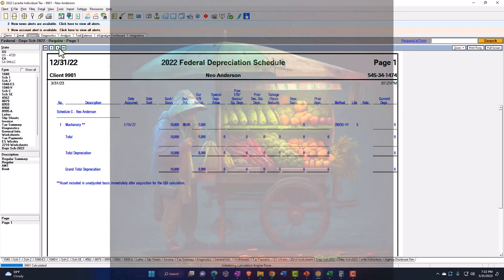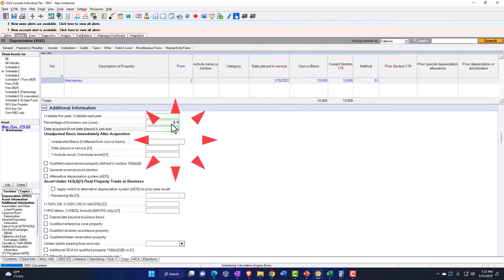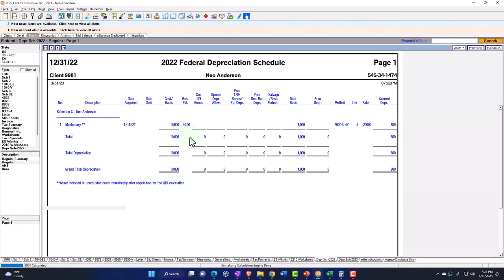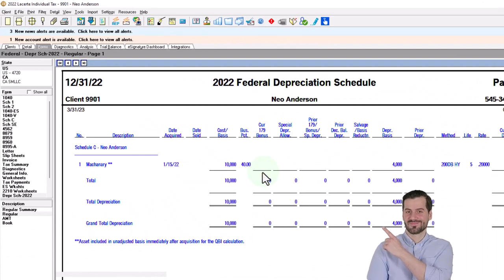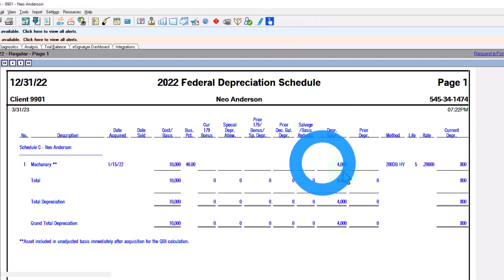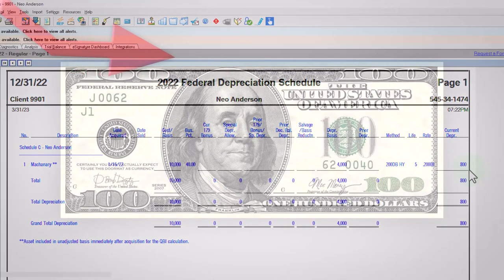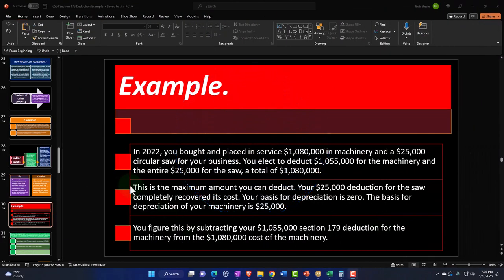Now, if this drops below 50%, let's say that I have this and it's only 40% for business. Then I go back on over. Notice no 179 deduction is populated because I went under the threshold of 50% business use versus personal use. So therefore it defaulted to the 4,000, meaning the 40% business and using just the maker's depreciation to get to the 800 of depreciation.